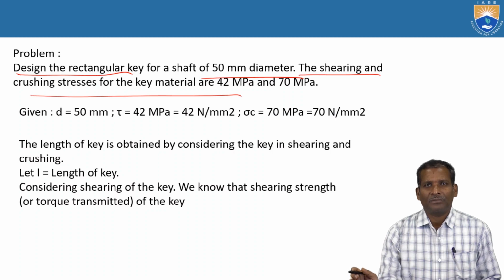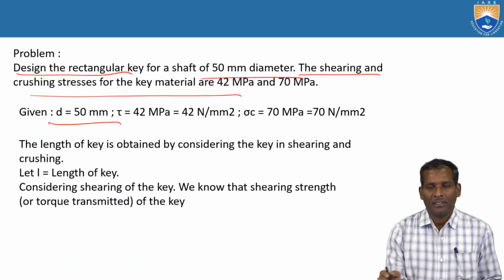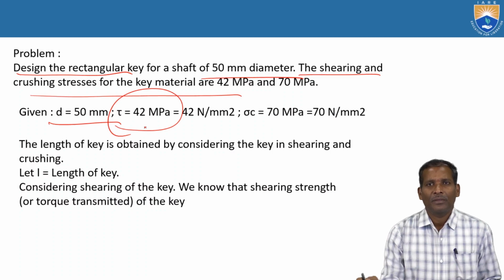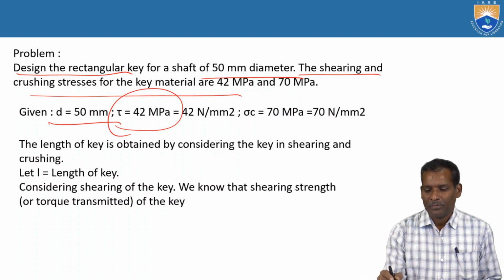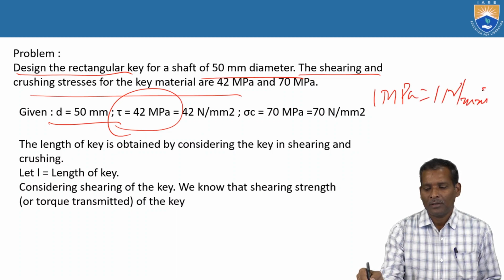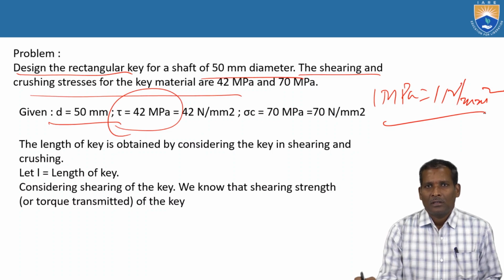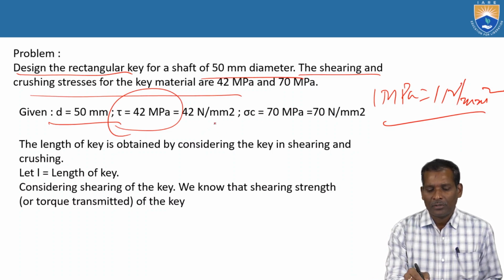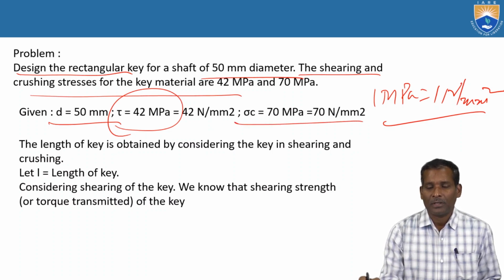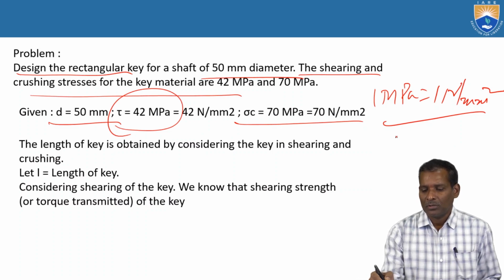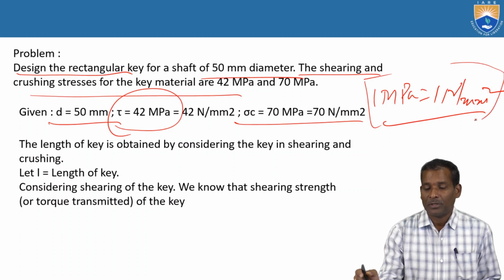The first step is to write down the given data. The diameter of the shaft d is equal to 50 mm. The shear strength for the key material is given as 42 megapascal. Convert it into Newton per square millimeter. Already you know 1 megapascal is equal to 1 Newton per square millimeter. Clear? So convert into Newton per square millimeter. The sigma c is equal to 70 megapascal, which is 70 Newton per square millimeter.